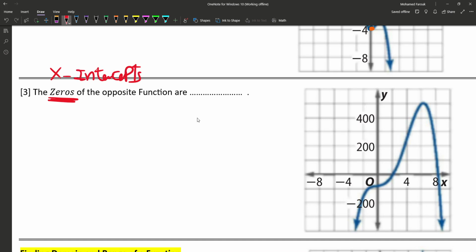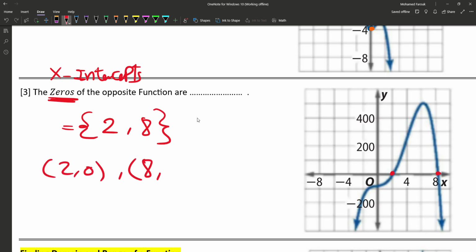Okay, so if I told you, can you estimate the zeros of this function, you will search for x-intercepts, this point and this point. It's at 2 and 8. So actually this one is written as a set, so it will be like this, 2 and 8. If you wanted to write it like a set with 2 ordered pairs, it will be like this, (2, 0), (8, 0), and you can write it like this because it's zeros.